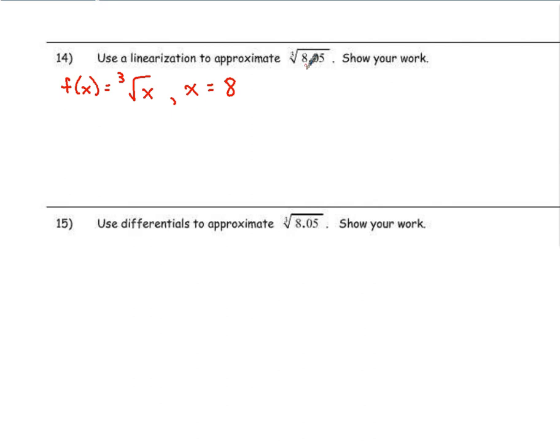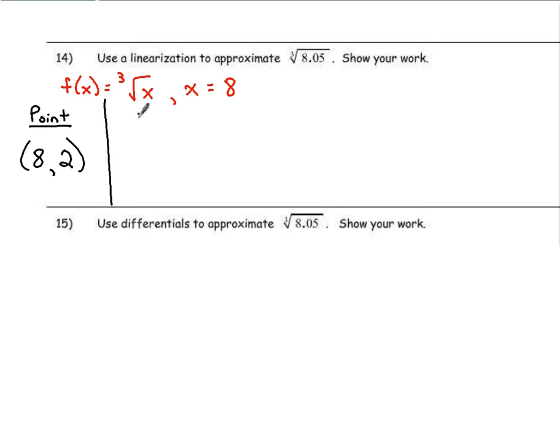Now, doing the linearization, we start by finding a point. To get that point, we simply take our x value of 8 and plug it into our function. When we plug in 8 to our function, we get the cube root of 8, which of course is 2, meaning our point will be an x-coordinate of 8, and then the 2 we got back from plugging into the function.